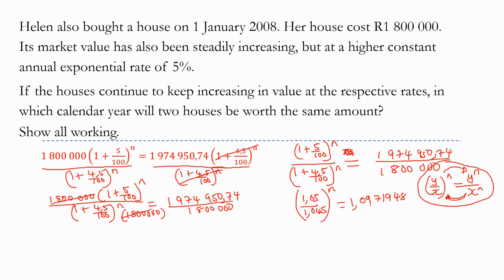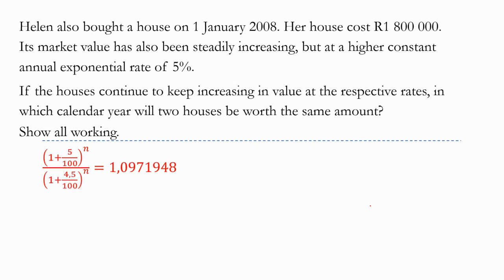What are we going to do here to solve for n? We have to change this equation from exponential form to log form, isn't it? It's very easy to change from exponential equation to log form. Do you know that? Let me just write here what we have: 1.05 over 1.045 to the power n is equal to 1.0971948.